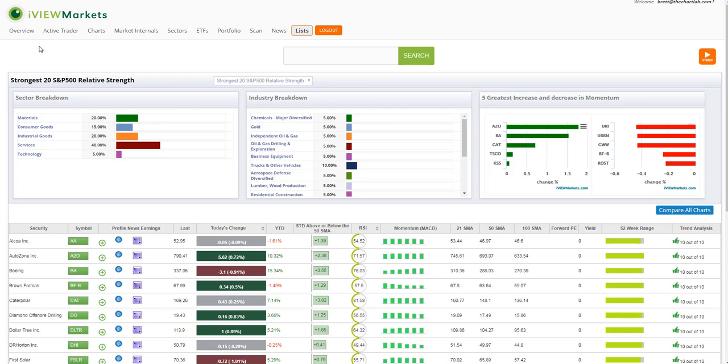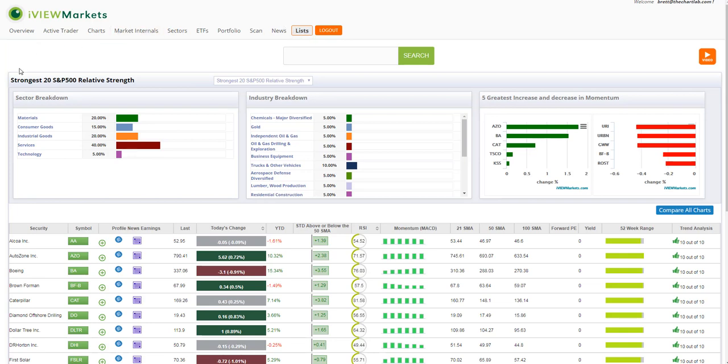Today we're going to talk about the list page and how it can help you identify both what's working in terms of sectors and the best names in those sectors that you should be looking for. So what you want to do is obviously click on the list section.